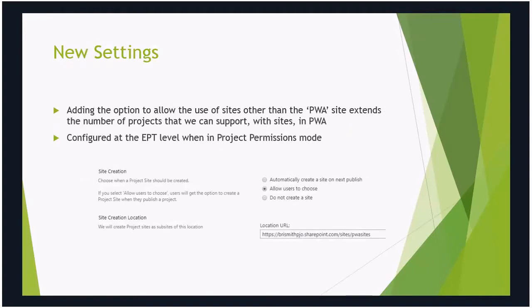So the new settings are set per EPT. So we moved the setting from the connected SharePoint sites heading and put it down into each EPT. So if you're in project permissions mode, and that is one of the limitations, you can go in here and for each of your EPTs you can say whether sites get created automatically, whether the user is allowed to choose, and also where the site creation location is.